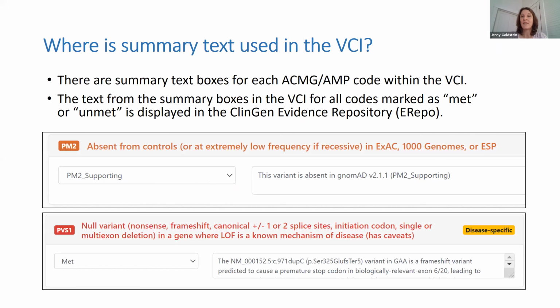So where is summary text used in the VCI? And again, I'm sure that many of you on this call who've used the VCI are very familiar with this, but just as a summary, of course, there are summary text boxes for each ACMG AMP code within the VCI, which allows you to summarize all of the evidence that went into deciding whether or not that code was met or not met, and also the strength at which that code was used. So any text from these summary boxes for which a code is met or not met is displayed in the ClinGen evidence repository, or the eRepo, which is a publicly available website. So just making sure that any information that you put in these text boxes is well written and free of typos, and so on.